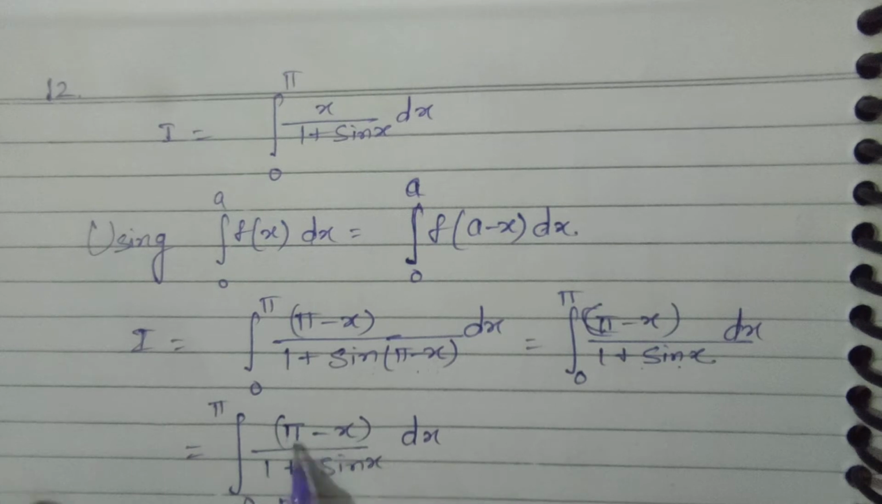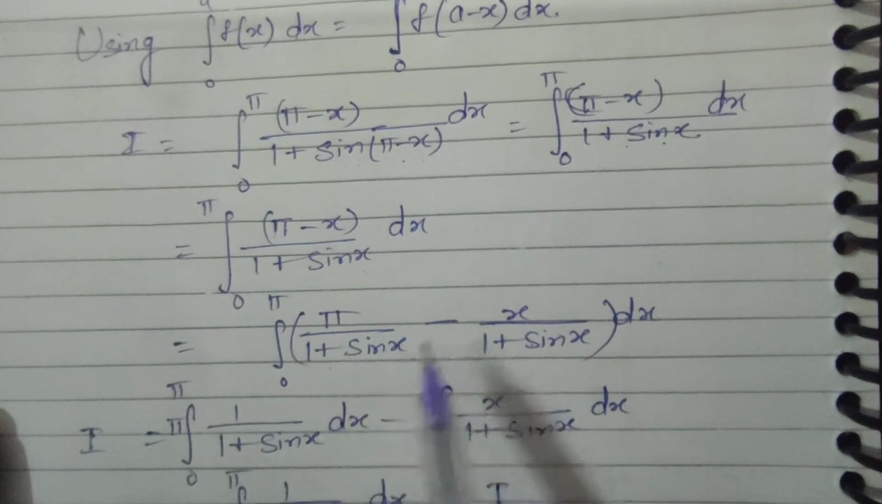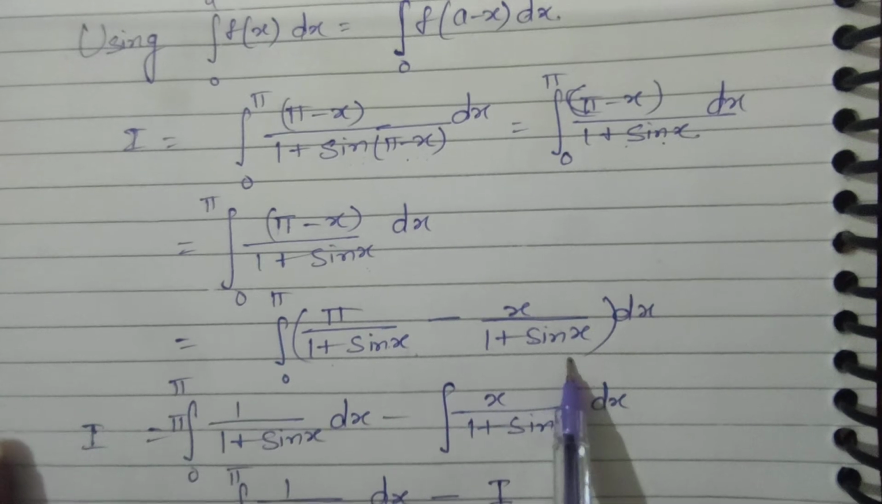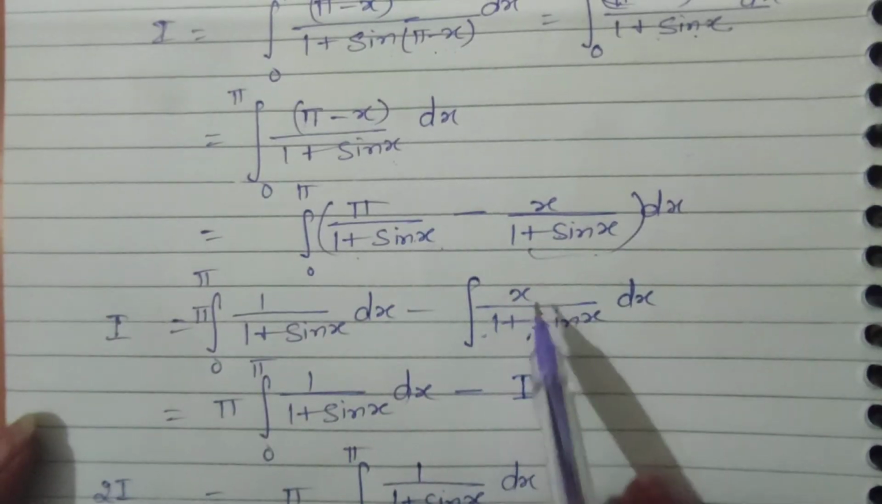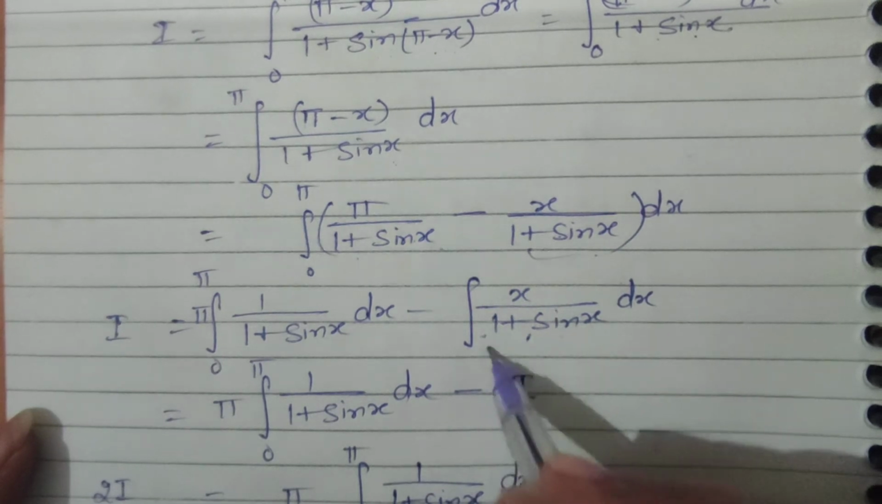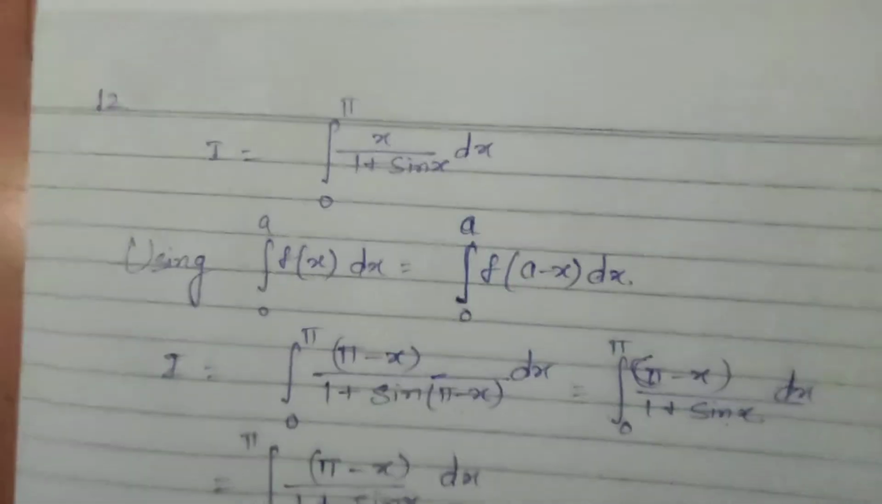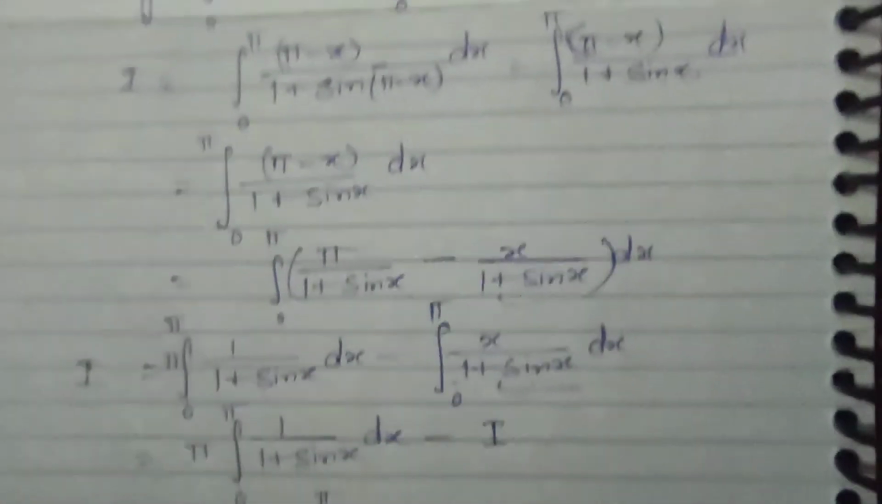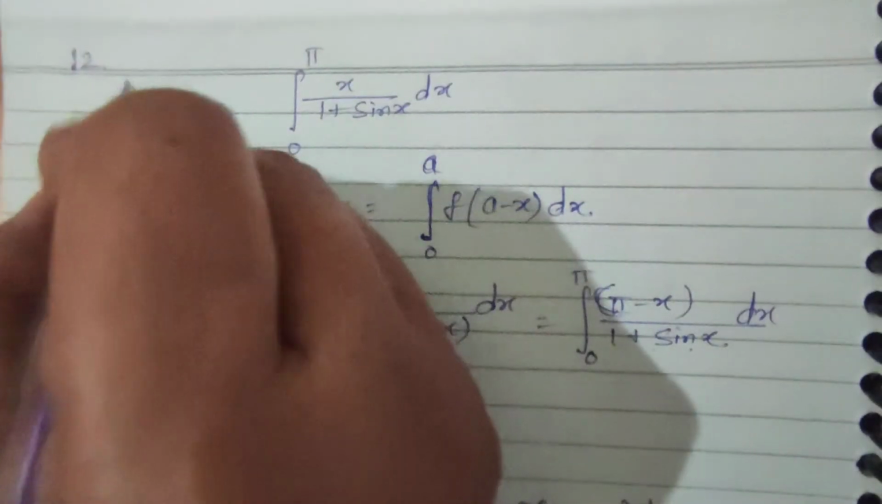So we can separate these. Once divide pi by this, and once separate x: pi upon 1 plus sin x and x upon 1 plus sin x. Now look at this part. This is the integration of x upon 1 plus sin x, limit 0 to pi. This is the same as the question. So we can write this as I, because we have taken this as I. Let this be equal to I.